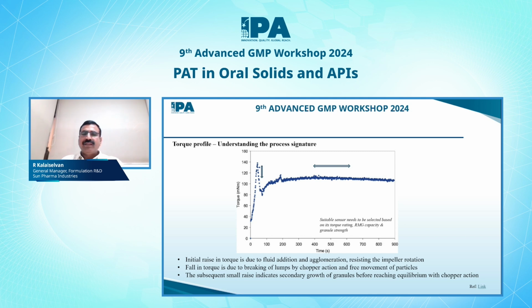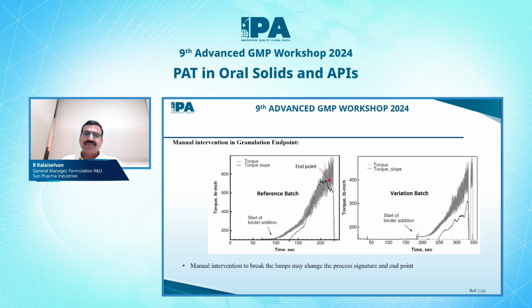The torque profile increases when fluid is added in the granulation because of the densification. Then suddenly it comes down because of chopper action, and again it goes up because of the secondary granule growth and gets saturated. So this is your end point. Next slide, please. This is a typical graph.